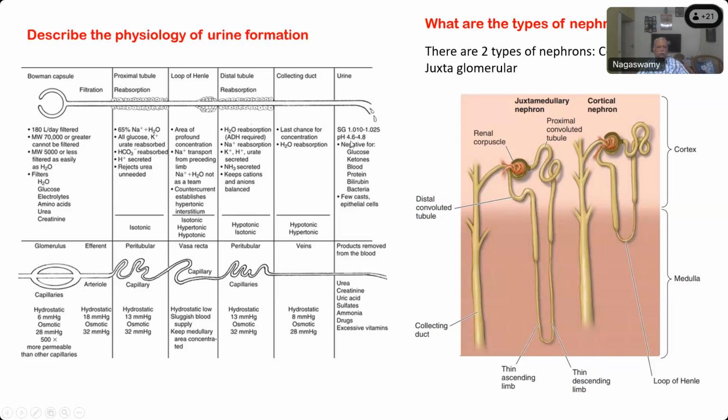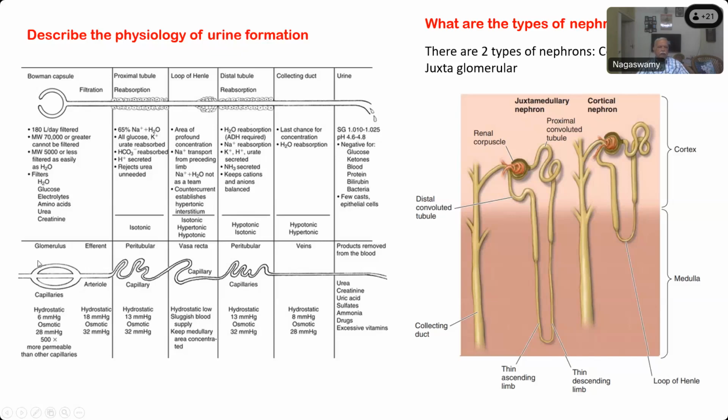It is always slightly acidic, and it should be negative for glucose because it is all absorbed in the proximal tubule itself. It should not have any ketones, blood, protein, or bilirubin, it should not have too many bacteria, and it should not have any casts or epithelial cells. So this should be the characteristic of normal healthy urine.